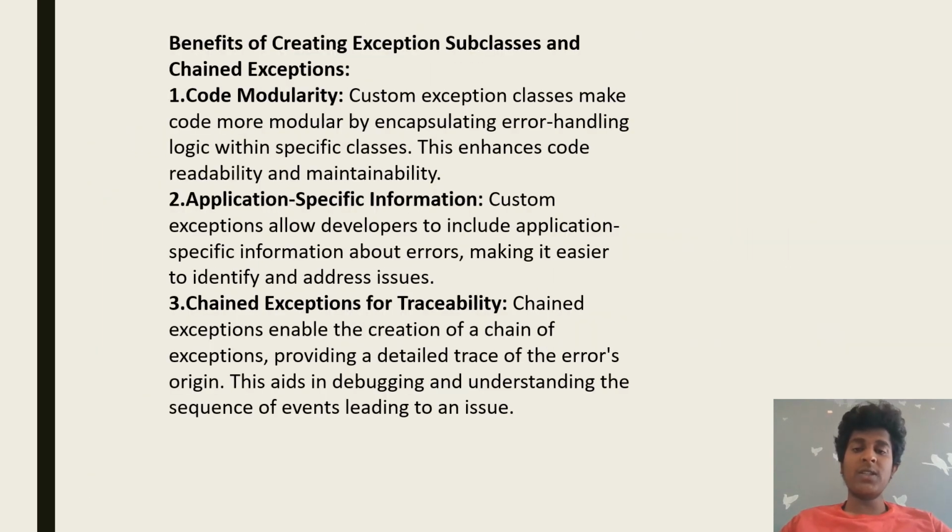Benefits of creating exception subclasses and chained exceptions. First, code modularity. Custom exception classes make code more modular by encapsulating error handling logic within specific classes. This enhances code readability and maintainability. Second, application specific information. Custom exceptions allow developers to include application specific information about errors, making it easier to identify and address issues. Third, chained exceptions for traceability. Chained exceptions enable the creation of a chain of exceptions, providing a detailed trace of the error's origin. This aids debugging and understanding the sequence of events leading to an issue.